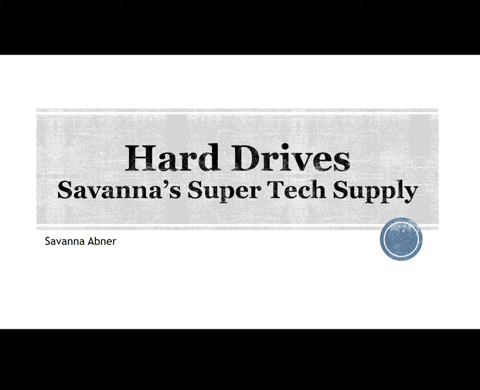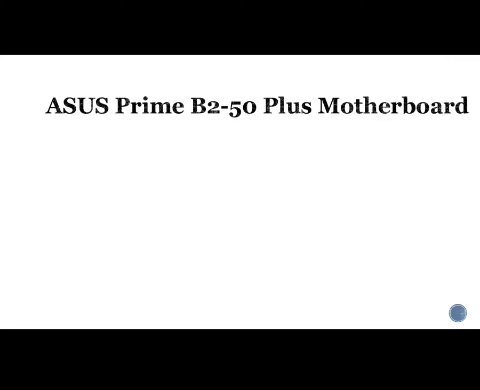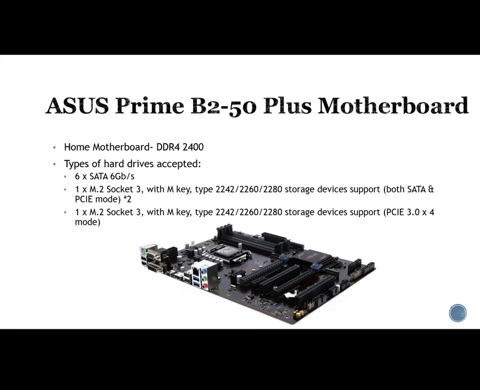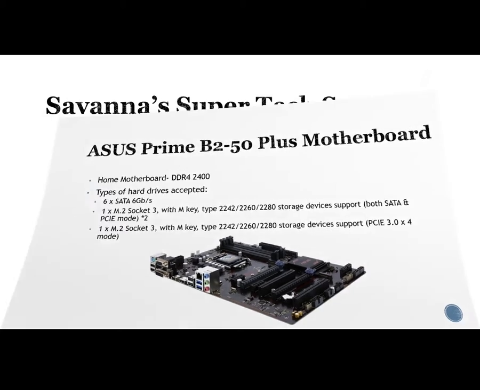Okay, so Savannah's Super Tech Supply. I'm going to be showing you some hard drives today. The Asus Prime B250 Plus motherboard is the motherboard that is going to be holding the hard drives. It's a home motherboard. It runs at DDR4 2400. The types of hard drives that are accepted for it are 6 SATA 3s, 1 M.2 socket with type 2242, and 1 M.2 socket with all those types. And you guys don't have to read that. You can just say 6 SATA 3s and 2 M.2 sockets. You don't have to read everything on your thing.